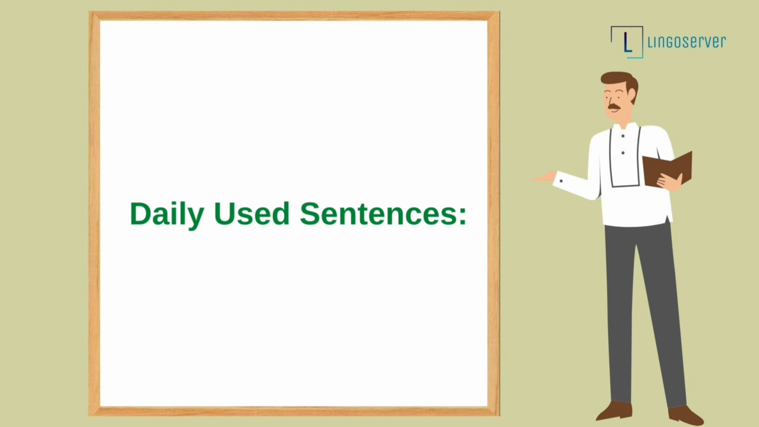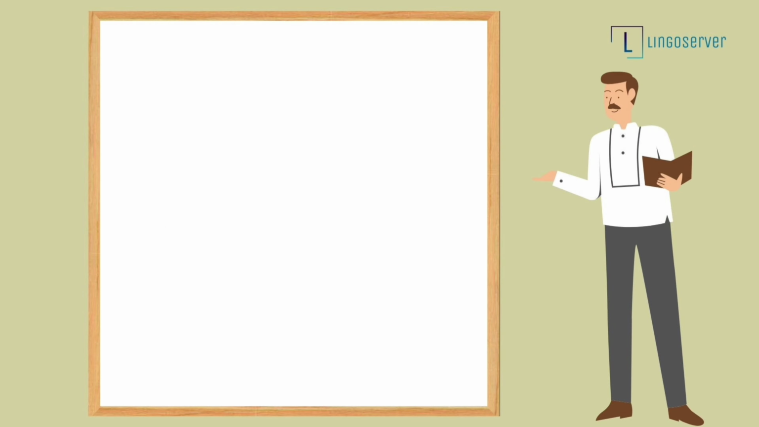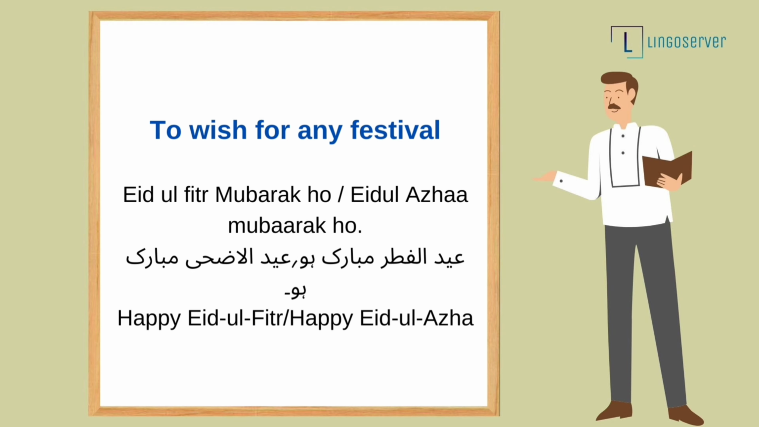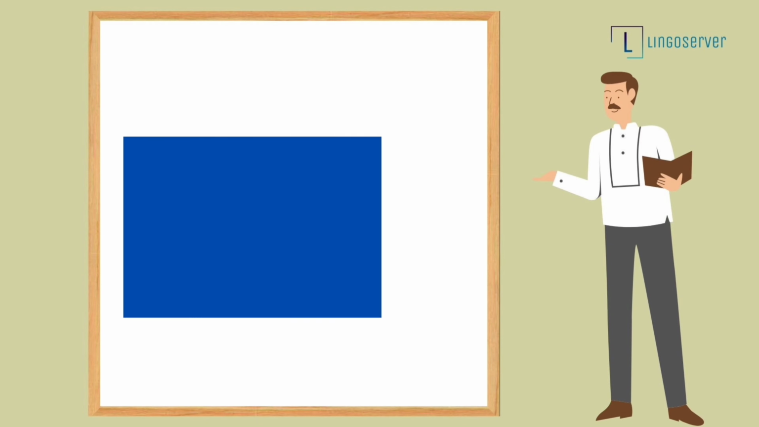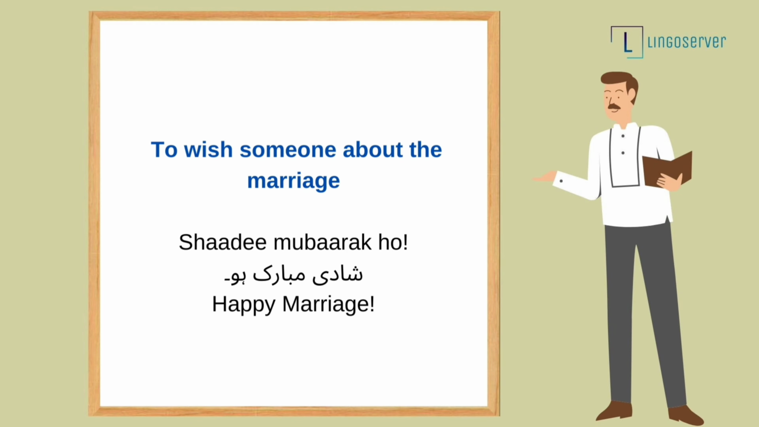And now we'll learn some daily used sentences. So, to wish for any festival we say, Eidul Fitr Mubarak ho, happy Eidul Fitr. Or Eidul Adha Mubarak ho, happy Eidul Adha. To wish someone about marriage, we will say, Shadi Mubarak ho. Happy marriage.